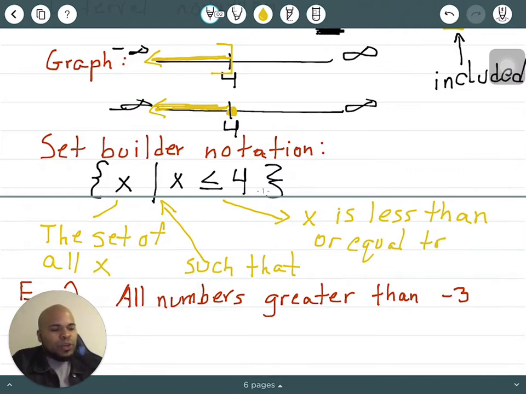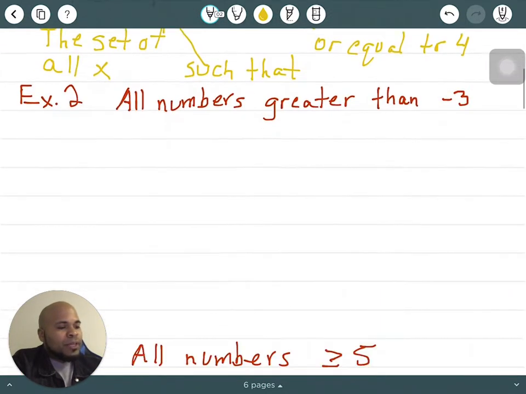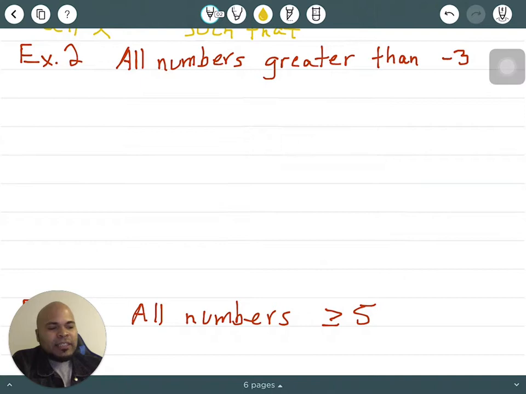Okay, so all these ways you could represent the same information. And different problems are going to ask you in different ways. So let's get comfortable by writing the different ways with two more expressions, shall we?